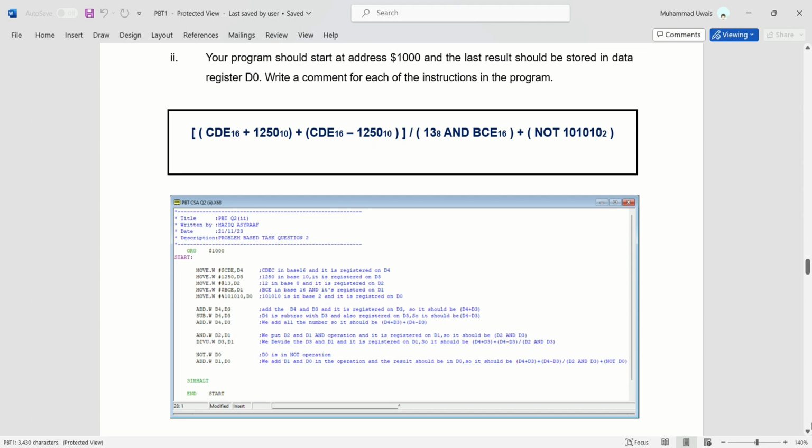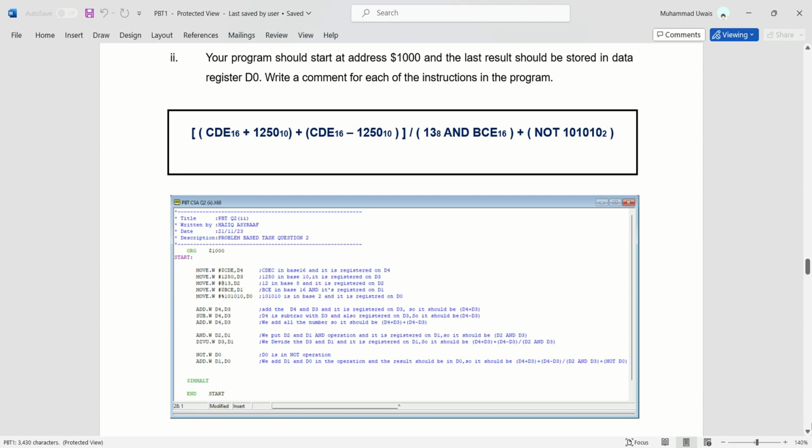Alright, and then add.w D2 D1. We put D2 and D1 in the operation and it is registered on D1. Divu.w D3 D1. We divide the D3 and D1 and it is registered on D1, so it should be D4 plus D3 plus D4 minus D3 divided by D2 and D3.